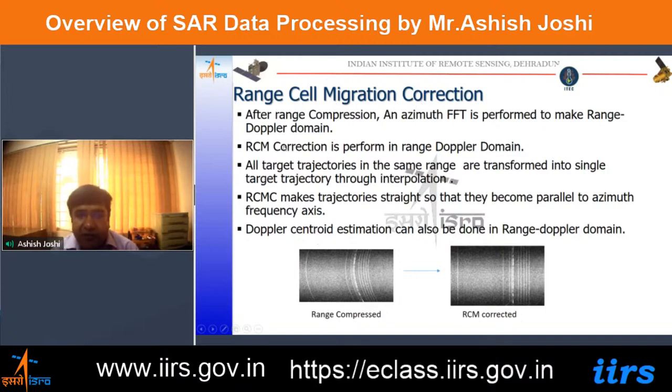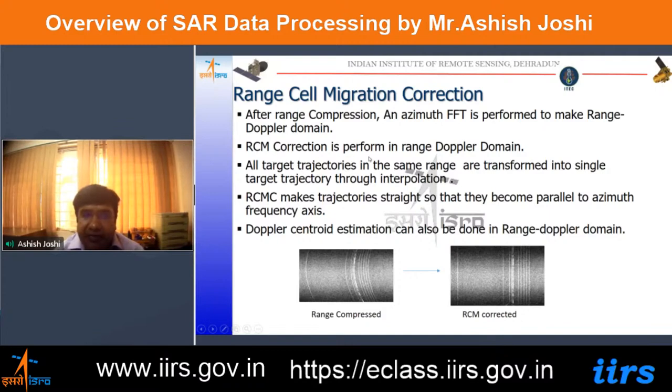So how will it be done? After the range compression, an azimuth FFT is performed to make the range Doppler domain. That is why the algorithm is called Range Doppler. In this, we have range in the time domain and azimuth in the frequency domain, because we have taken the FFT in the azimuth direction. So this is called the range Doppler plane: range in the time domain, but azimuth in the frequency domain.